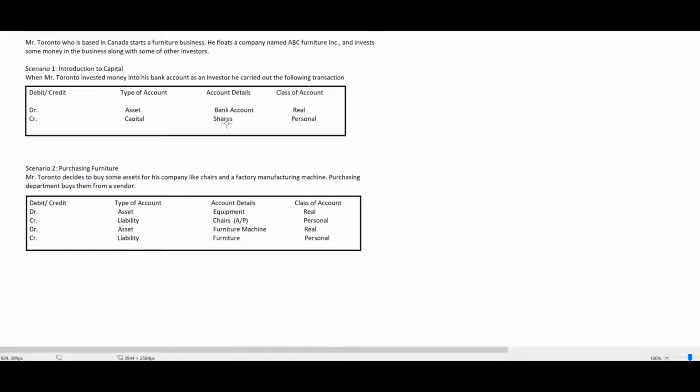The account details can or cannot change, but most likely the bank account will always stay the same, while the capital account can change at the subledger. In this case, you need to understand that what was brought in was the money into the bank account, so that's what we're debiting there. And what was taken out was the capital account, which was the shares.